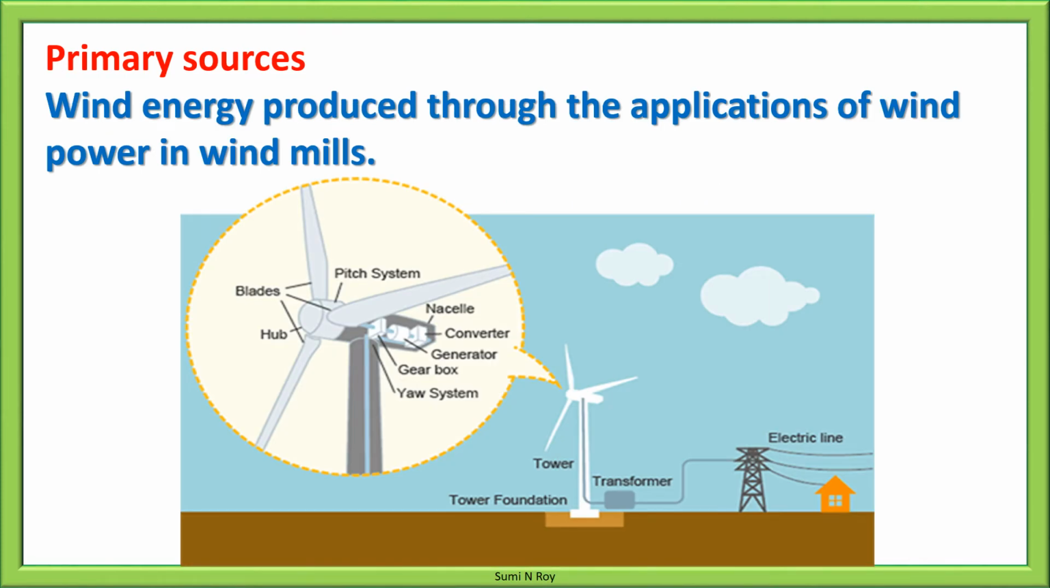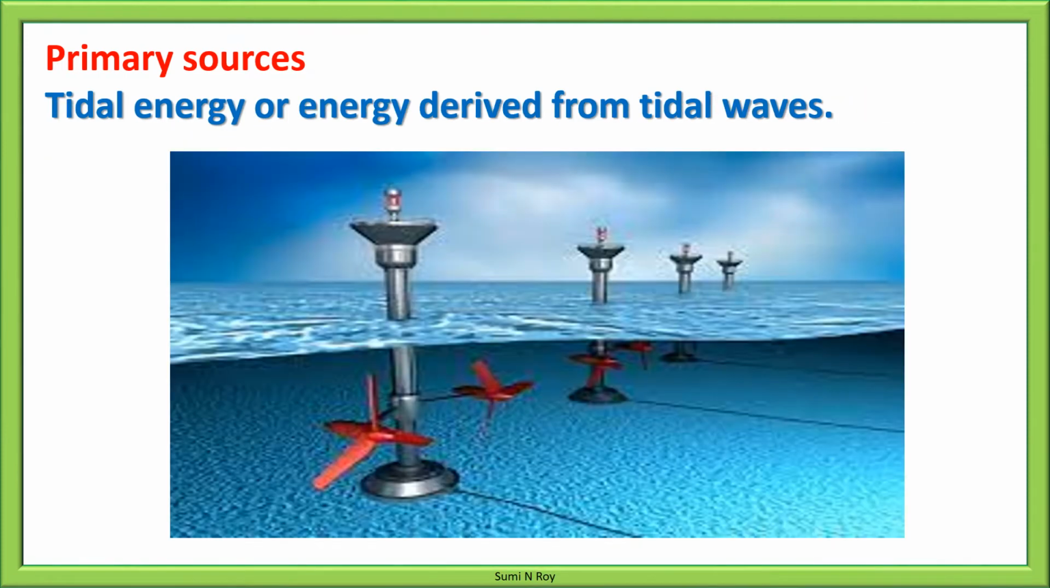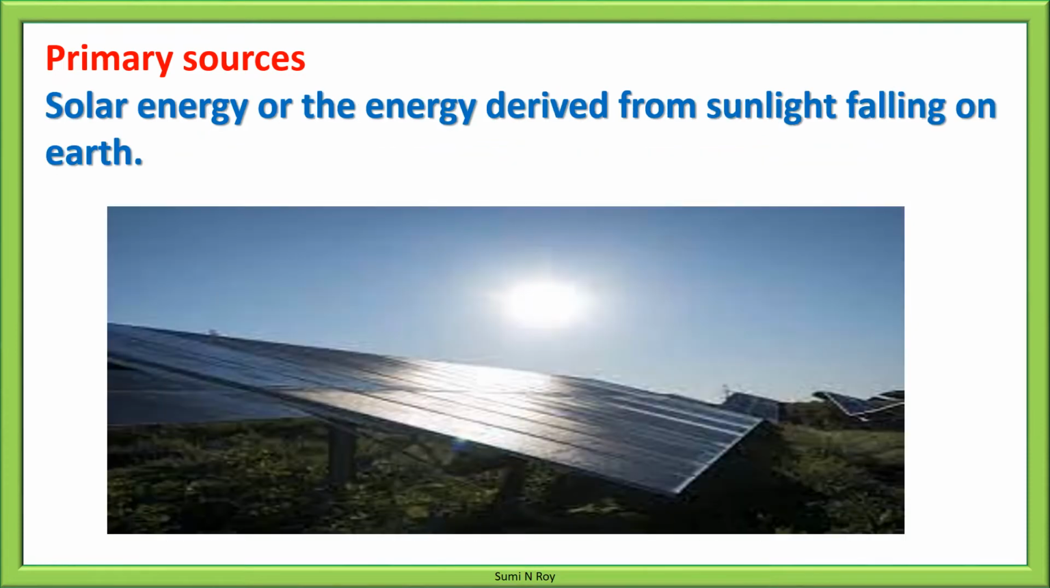Wind energy is produced through the application of wind power in windmills. This wind energy, which is converted into electricity in windmills, is also a primary source of energy. Tidal energy, or energy derived from tidal waves, is also a primary source of energy. Last, solar energy, or the energy derived from sunlight falling on earth, is also a primary source of energy.